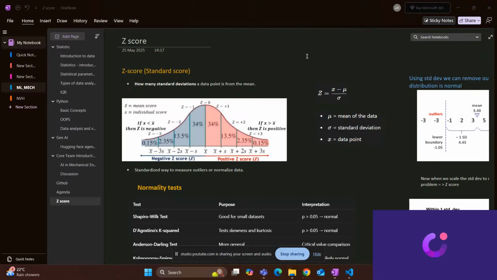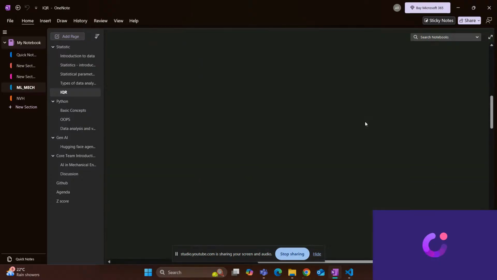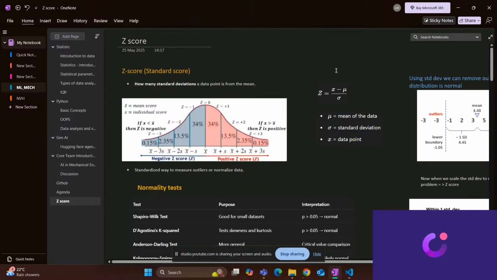So last class we discussed about IKEA. That is also one of the methods for outlier detection. We went in depth. I think a little bit more of the theoretical part was remaining, so that we will cover later on together along with the Z score. So today we'll go more towards Z score.